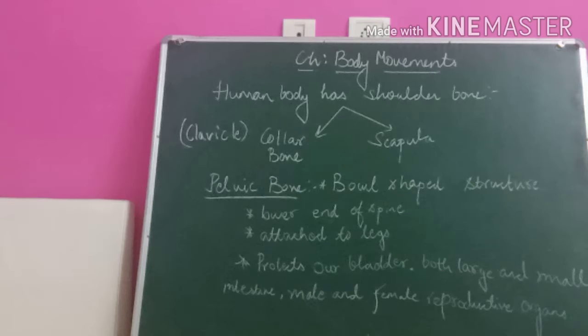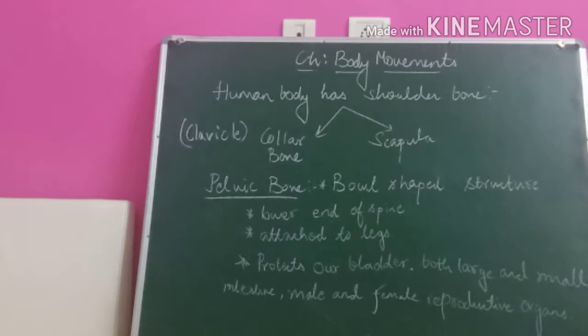Now, my dear students, you must be knowing that human body has two shoulder bones. One is present at the right side of your neck and the other bone is present at the left side of your neck. So therefore, human body has two shoulder bones. Number one is present at the right side of your neck. Number two is present at the left side of your neck.